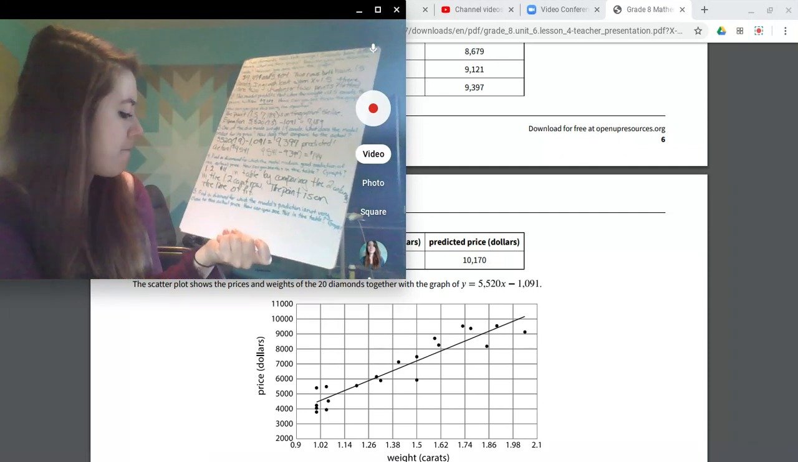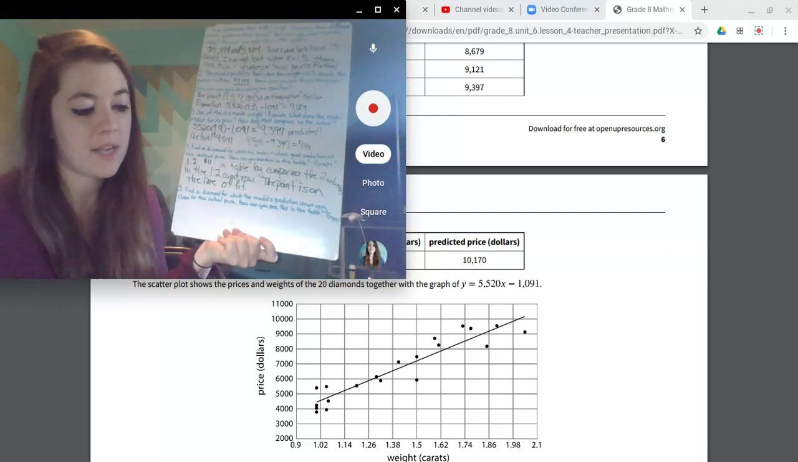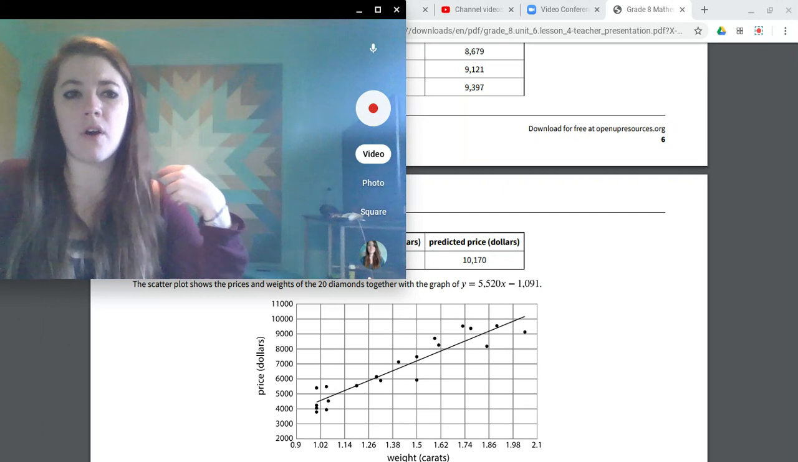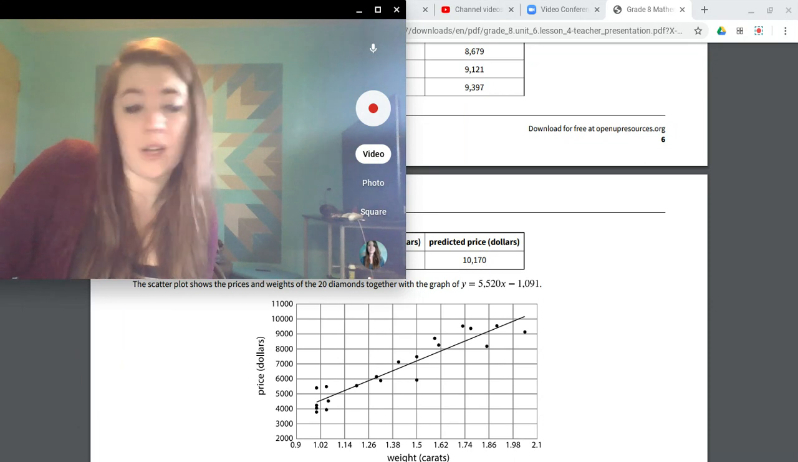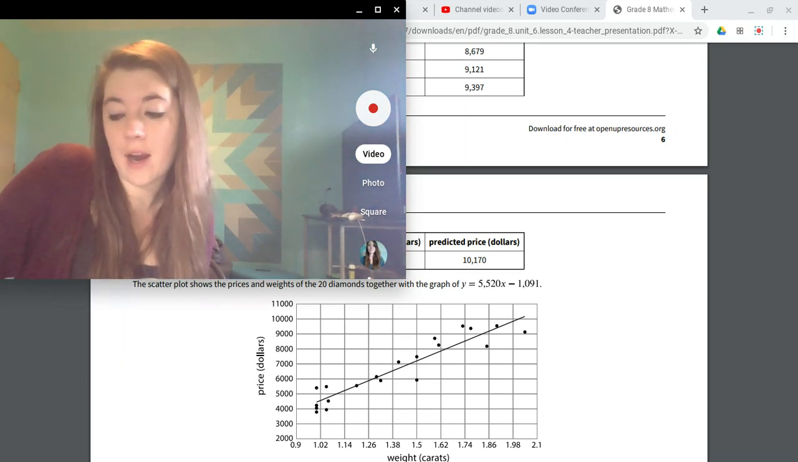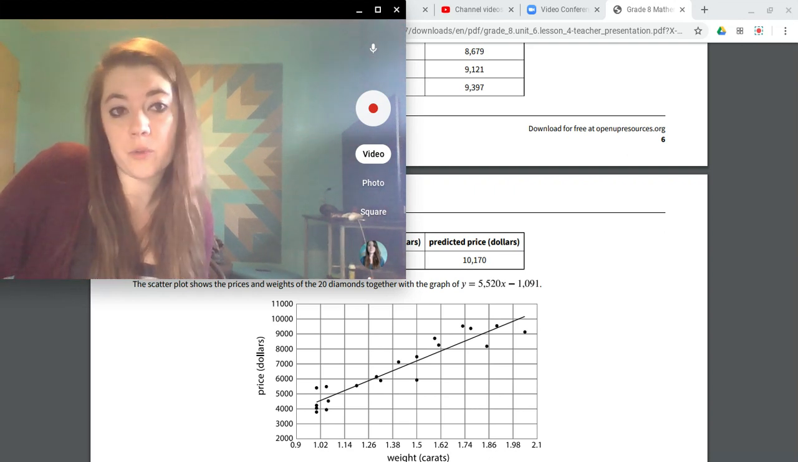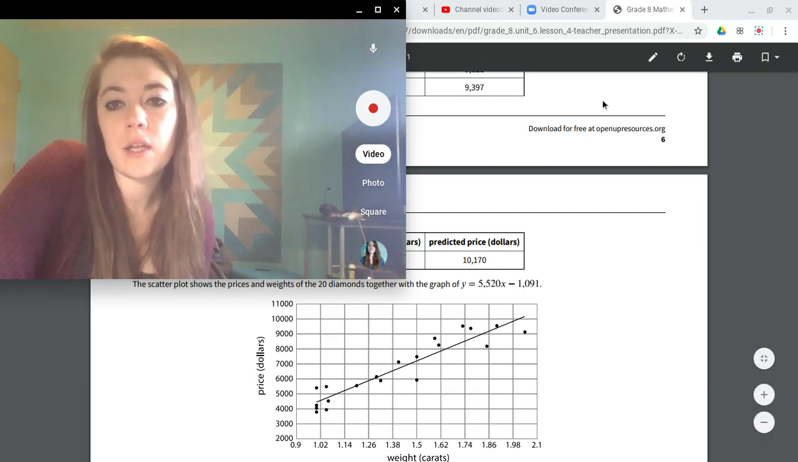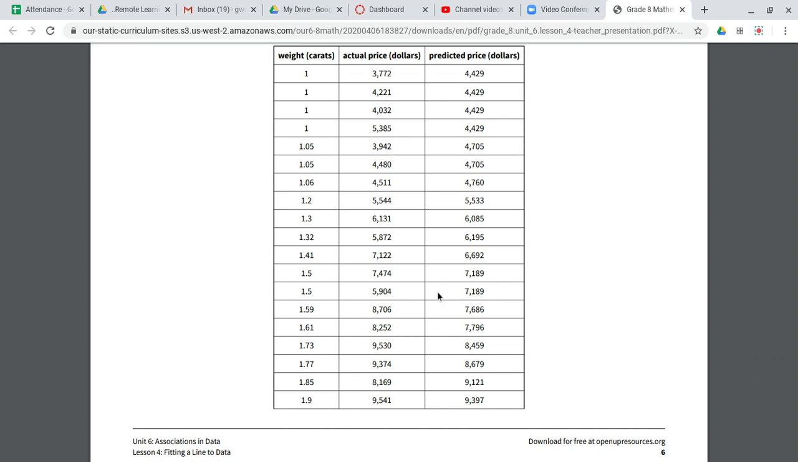All right, number 5. Find a diamond for which the model's prediction is not very close to the actual price. How can you see this in the table and in the graph? So we've had several that are very off. I think the largest one was with the 1.5 carats. So we kind of looked at this as we went through it, but for the 1.5 carats, there was well over $1,000 difference between those. Remember, we had the 5,904 and the 7,189. That's a huge gap between those. It's well over 1,000. And so we can see that by comparing the two columns.